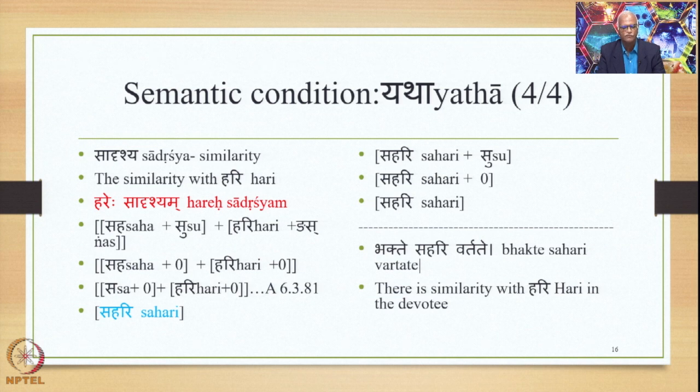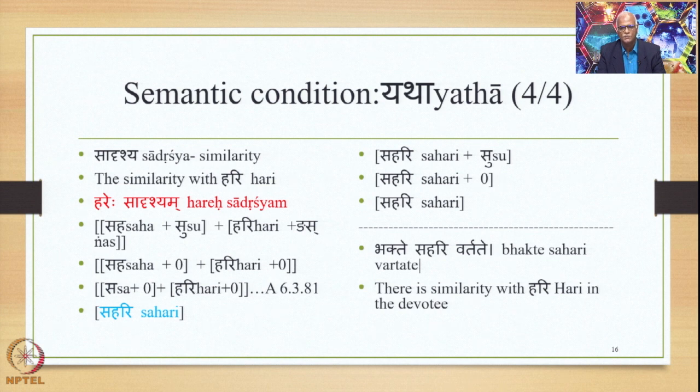and then sah is substituted by sa by the sutra 6381, which we shall study later on in this lecture. So sah is substituted by sa. So we have sa plus zero plus hari plus zero. When we join them together, we get the form sahari, which is the finally derived compound output. Harehe sadrushyam is the laukika vigraha, and sahari is the avyayibhava samasa.